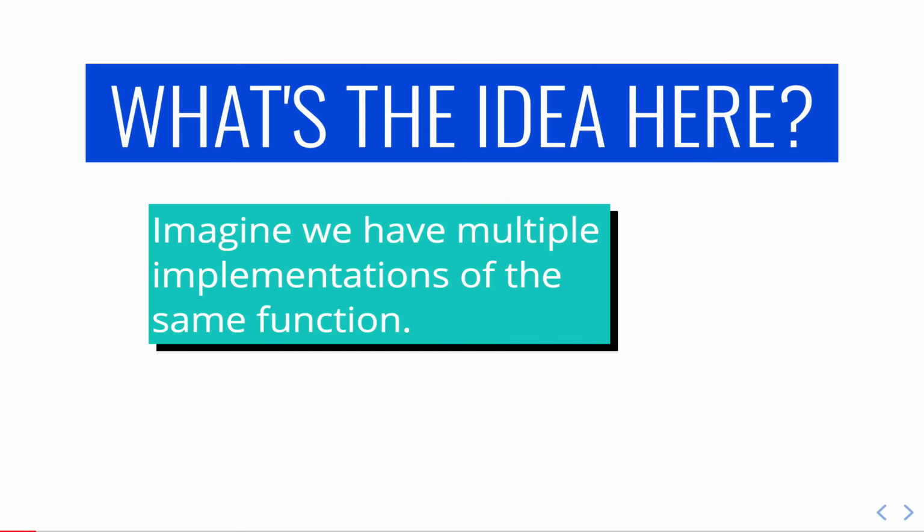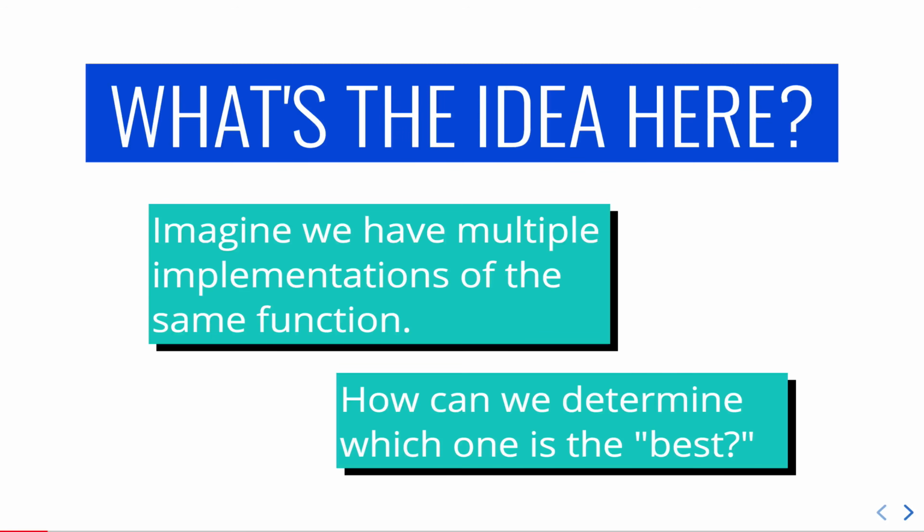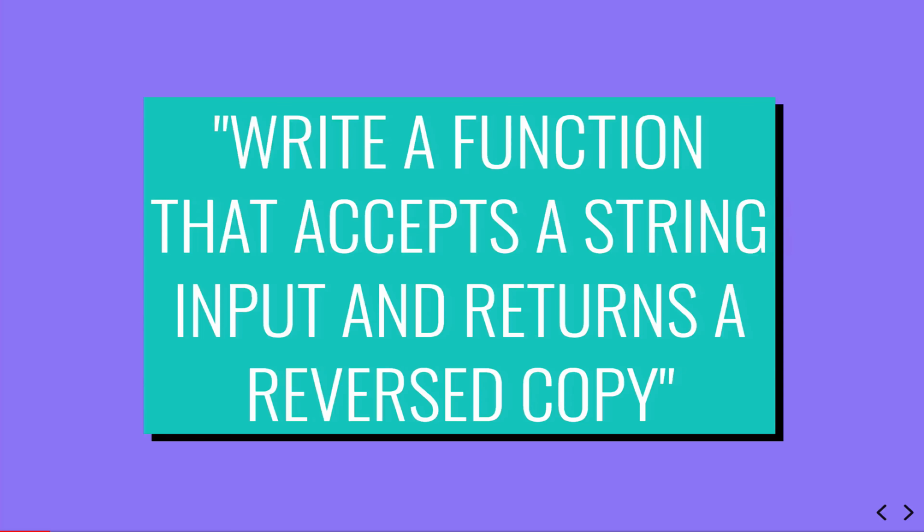So where's a good place to start? Well, imagine that we have multiple implementations of the same function, 10 different variations. They all work and they're all different. How do we know which one is best? Here's a more concrete example. Write a function that accepts a string and returns a reversed copy of that string. There are many approaches to doing this.